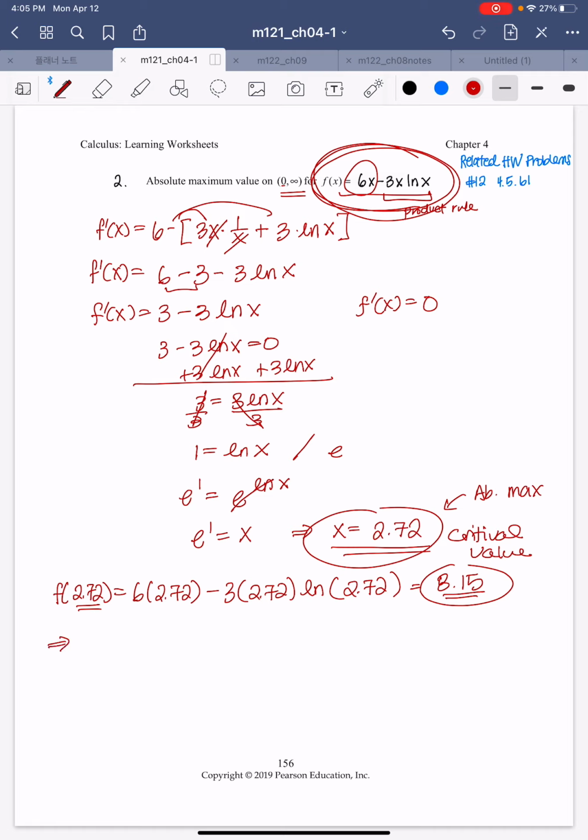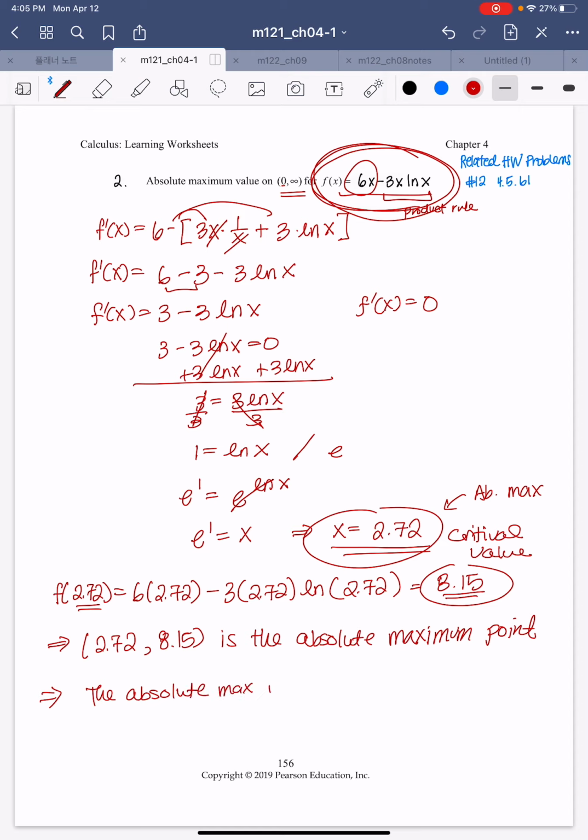So finally, let's write a sentence. (2.72, 8.15) is the absolute maximum point. You can also write the same result in a different sentence. You can say the absolute max is 8.15, and it occurs at x equal to 2.72. Either one is acceptable.